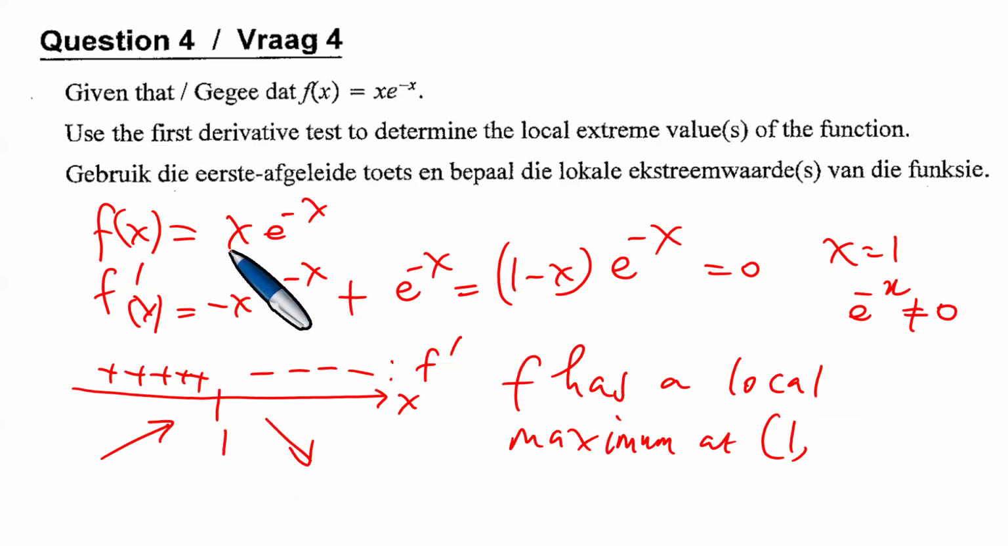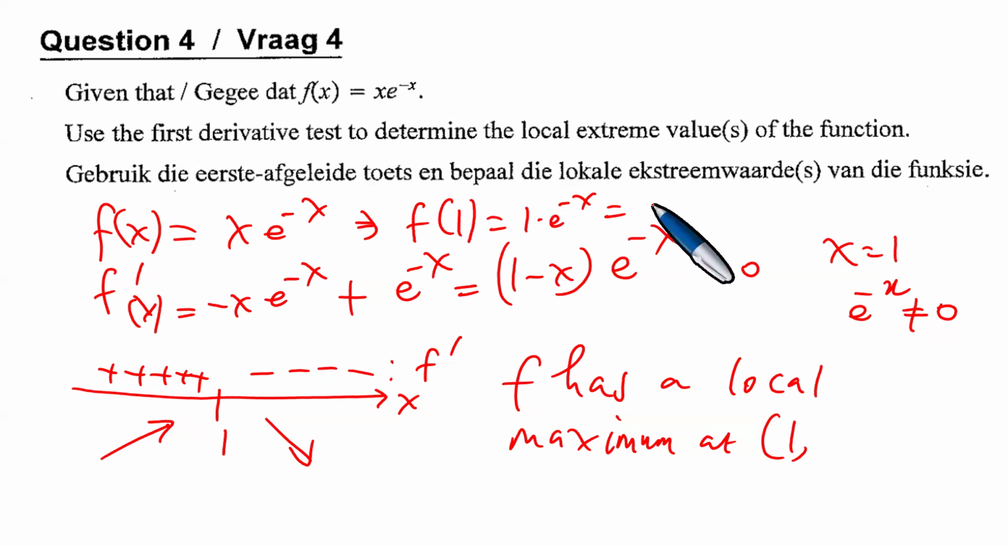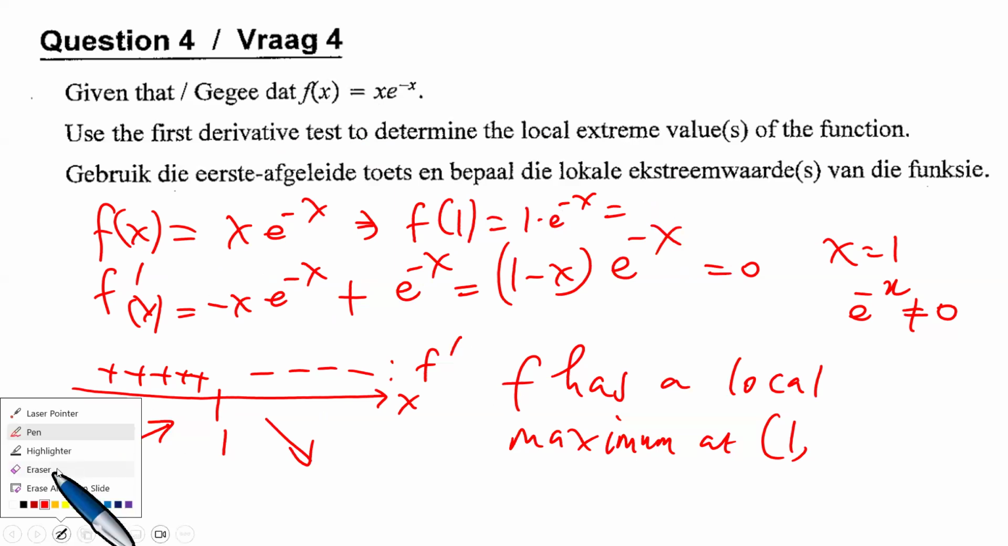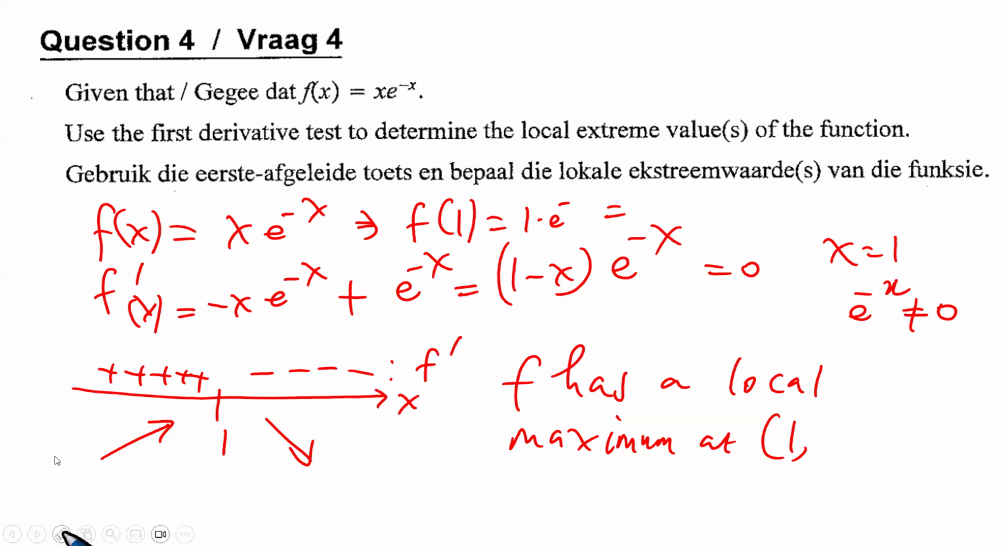But when x is 1, then y is what? When you put x to be 1, you need to get the y value. So you put it into the function, which means that if f of x is x to the power x, f of 1 is this. 1 times that. So this is going to be exactly that.